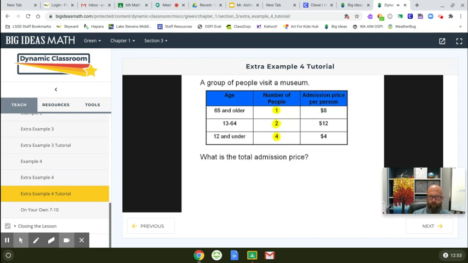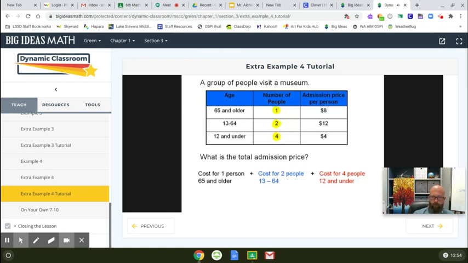To answer the question, what is the total admission price, we need to write an expression using the information in the table. First, let's write a verbal model. The verbal model gives the information in the table as an expression. So we have the cost for one person, that is 65 and older, plus the cost for 2 people between the ages of 13 and 64, plus the cost for 4 people, 12 and under.